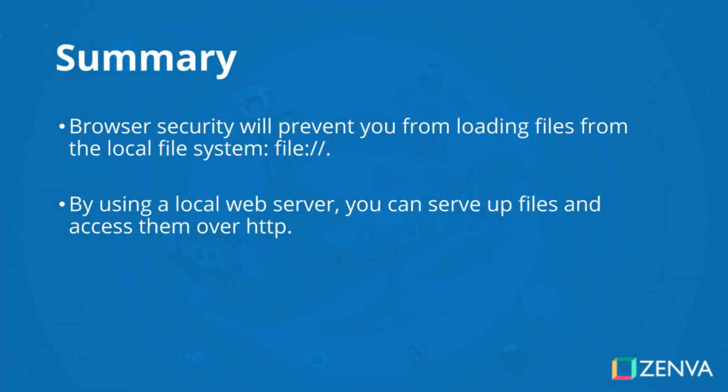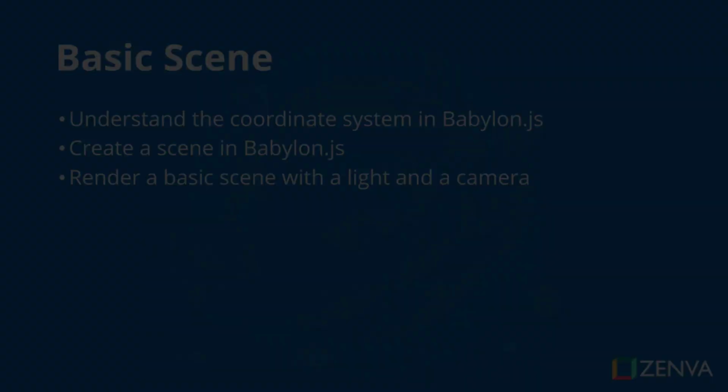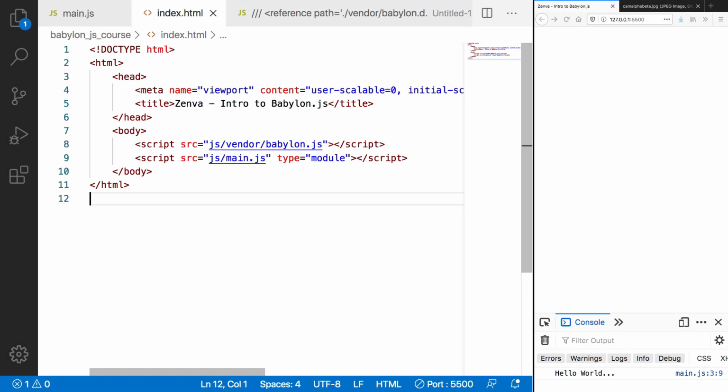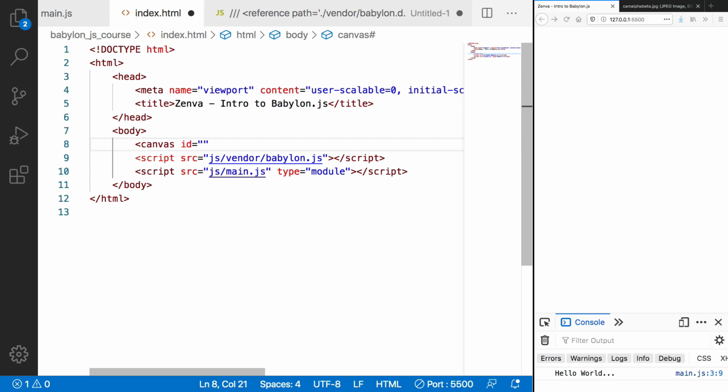So now that we have our development environment set up, we can start creating our first 3D scene. The first thing we need to do is create a canvas element. With WebGL, all of our content will be rendered to the HTML canvas, so we need to have this element on our page so that with Babylon.js we can reference our canvas element and start creating our objects there. In our index.html file, let's create a canvas element and give it an ID of renderCanvas.